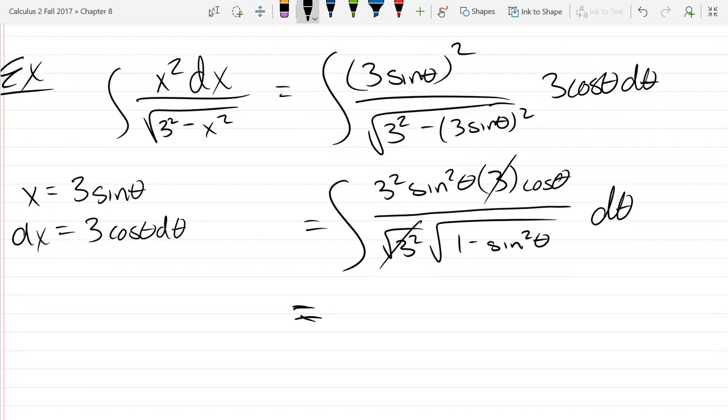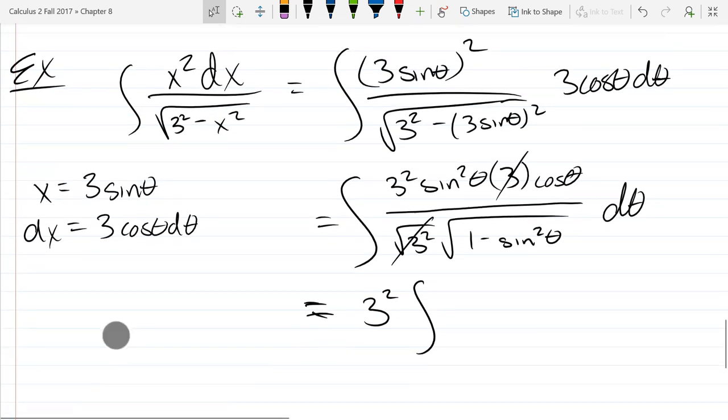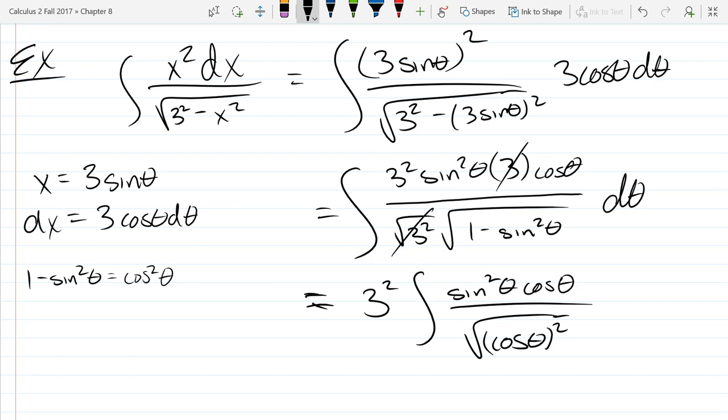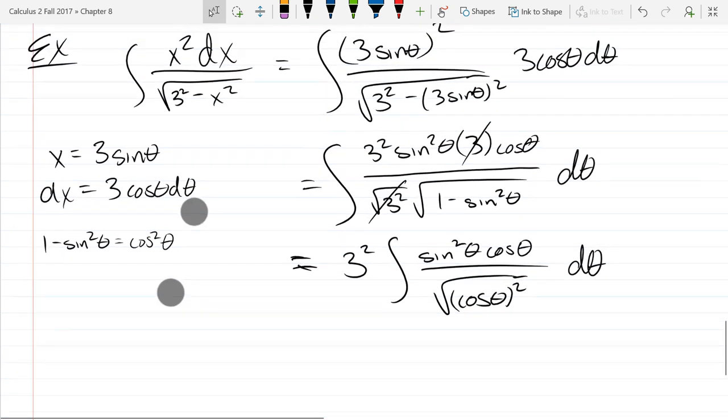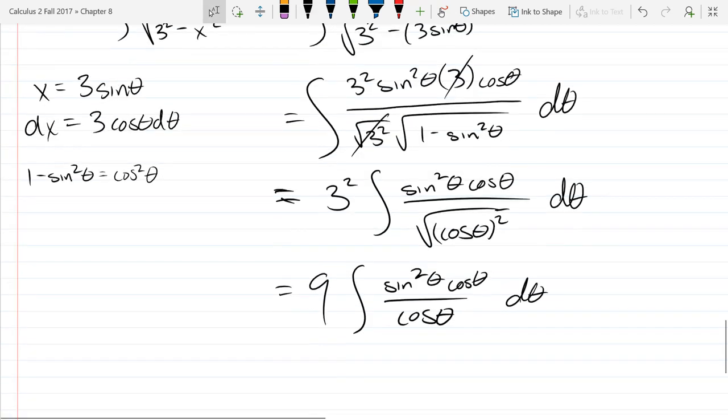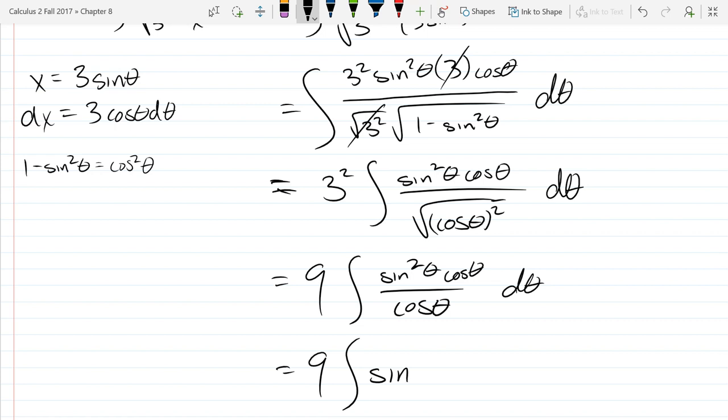So square root 3 squared cancels with one of the 3s. And we got 3 squared integral. Now the entire reason we did this becomes apparent now, because 1 minus sine squared equals cos squared. That was the reason we made the substitution. So we got square root cos theta squared. So this turns into a sine squared integral.